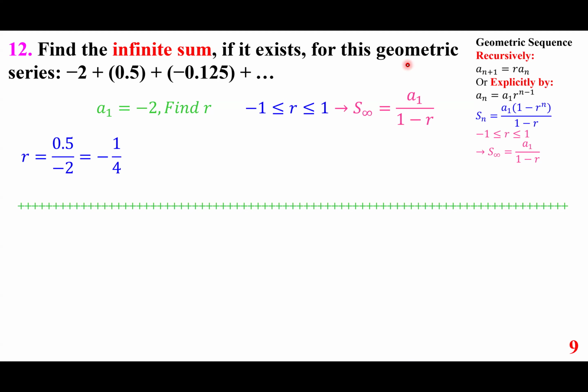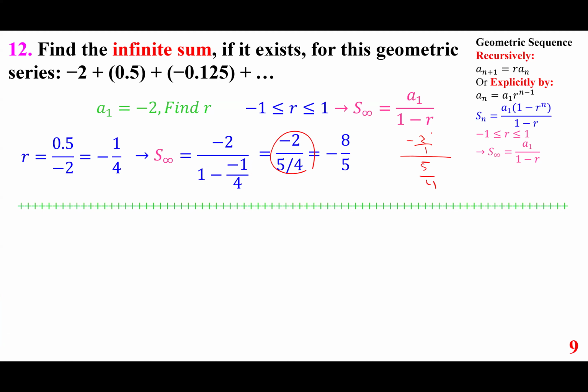So when r is between -1 and 1, we use this one. And therefore, S sub infinity is A sub 1, which is -2, divided by 1 minus -1/4. This one is plus, which makes this 5 over 4, and -2 over 5 over 4. I hope you recognize this as -2 over 1 divided by 5 over 4. So this is -8, this one is 5. So -8 over 5 is the final answer.